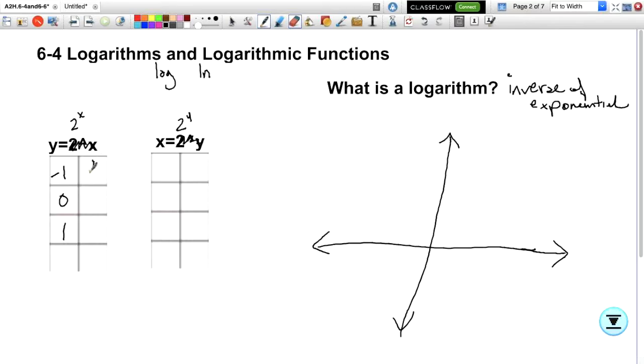So if I plug a -1 here, it means change the location. So it's going to become a 1/2. And there's nothing to add or subtract or multiply to it. If I put a 0 in here, anything to the 0 power is 1. And then if I stick a 1 in here, 2 to the 1st power is just 2. So I'm going to graph these up really quick. I only have to go, let's just go out 2 in each direction for now.